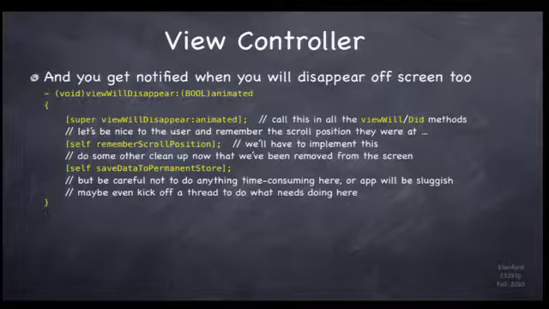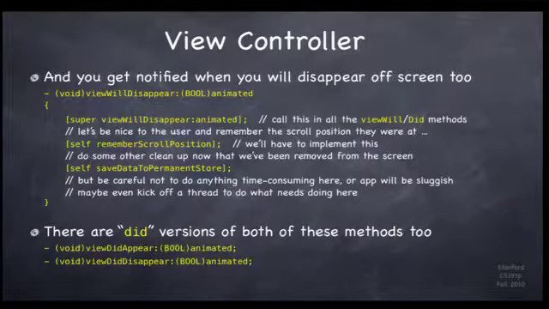If you're going to do something expensive right here, like save data to a permanent store, like some big database entry or whatever, you might want to think about doing it in a thread. And we're going to talk all about how to do expensive operations in threads so that the main thread never gets blocked. Okay? There are also the did versions of both of those: viewDidAppear and viewDidDisappear.